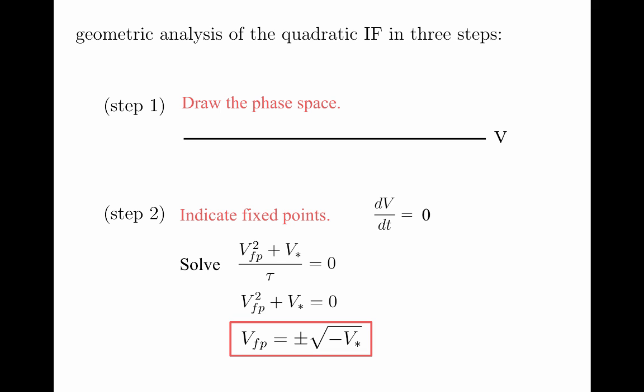So we've indicated the fixed points in this case, and we find that there are two fixed points. We have plus the square root of minus v star and minus the square root of minus v star. It's a quadratic function, so we're expecting to find two fixed points when they exist. Okay, so that's the second step in our analysis. We've indicated the fixed points.